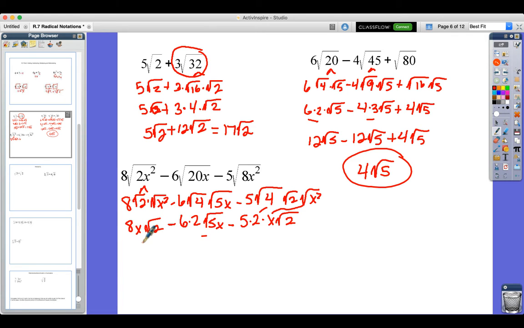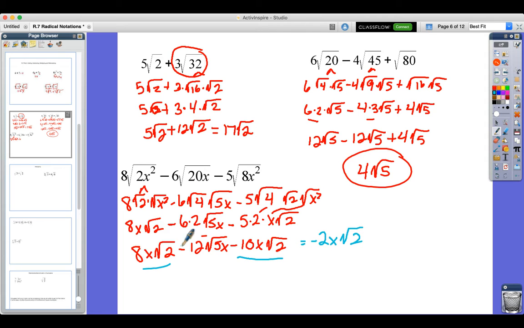So here, when we simplify this even more, we get 8x radical 2 minus 12 radical 5x, and then minus 10x radical 2. We look at this whole thing, we see what is similar or the same. These two right here are the same. This is not, so that's okay. So we got 8x minus 10x. That gives us negative 2x radical 2.